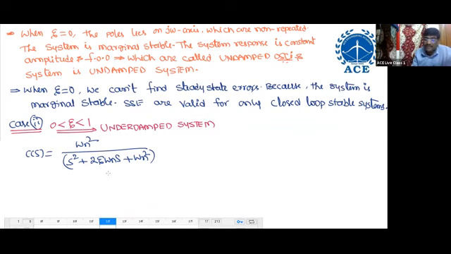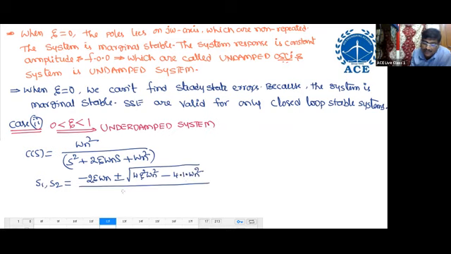Right. So find the roots, s1, s2. How to find the roots? Minus b plus or minus root of b square minus 4ac by 2a. Minus b is minus 2 zeta omega n, plus or minus root of b square, which is 4 zeta square omega n square, minus 4ac, where c is omega n square, divided by 2a. A is 1. Now simplify this.